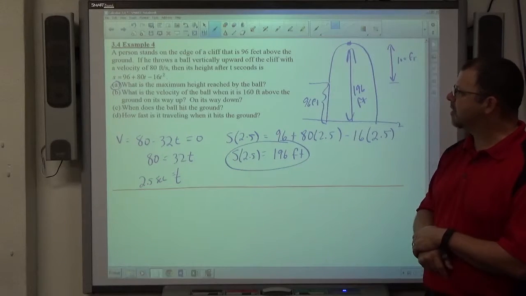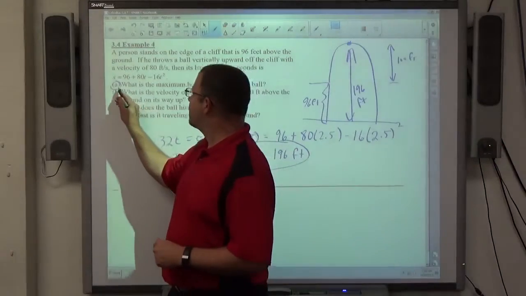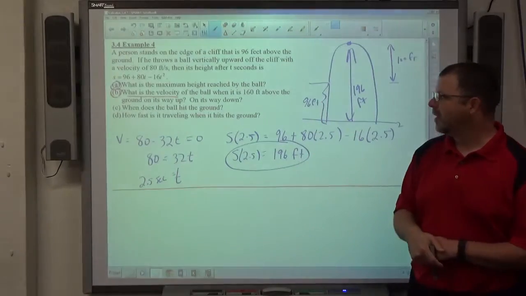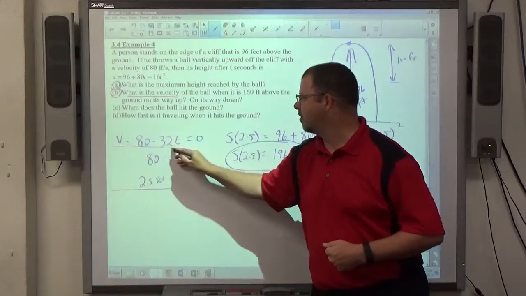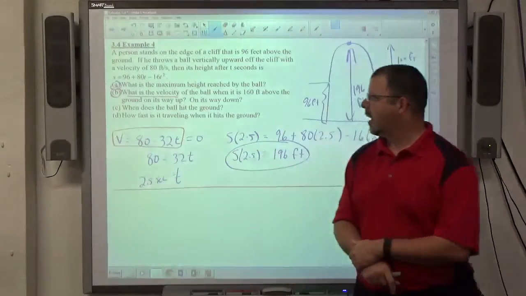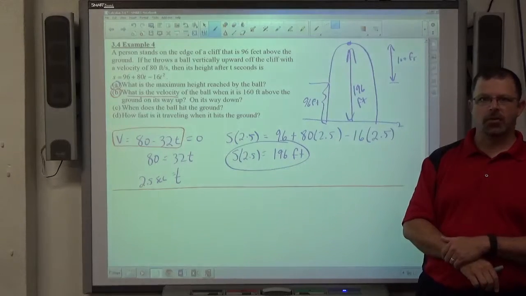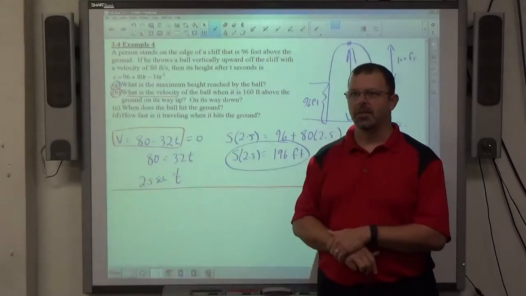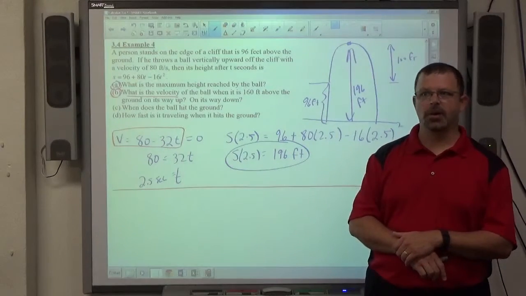Part B, what's the velocity of the ball when it's 160 feet above the ground on its way up and on its way down? We're asked to find velocity, so we need to use the v function, right? I'm trying to find v. What do I need to know to find v? T. Do I know t? I know t for when it stops. Do I know t for when it's 160 feet above the ground? No, we don't know that, do we?